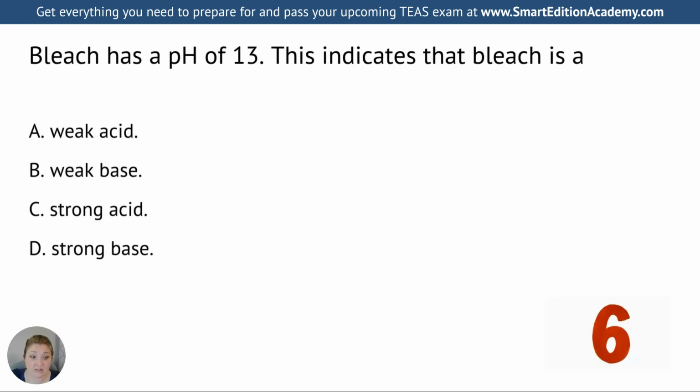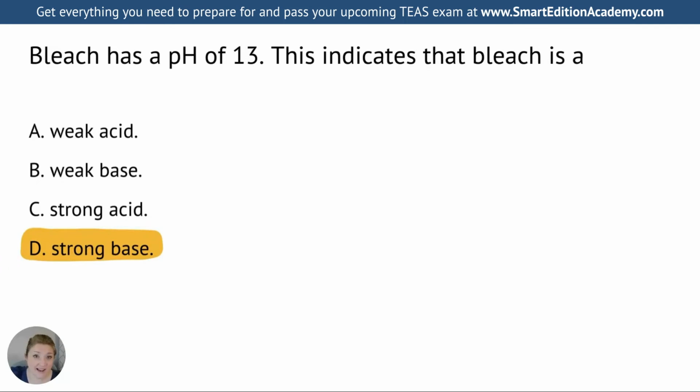Now we need to determine if it is a weak base or a strong base. So alkaline runs from 7 to 14. Anything above a 7 is going to be basic or alkaline. If you're closer to that 7 mark, you're going to be a more neutral solution, whereas if you're closer to that 14, that higher mark, you're going to be a strong base. So pH of 13 is very close to that far end, meaning that the bleach is going to be a strong base. So those that said D in your answer choices, good job.